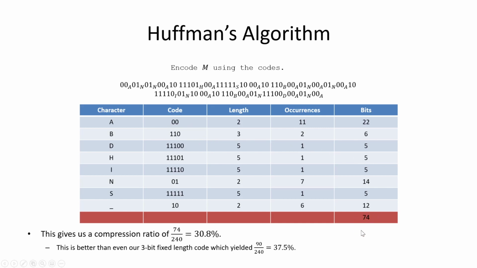But because of that saving, you can check my math here, we end up with 74 bits instead of, we used 90 bits, remember, in our 3-bit fixed code. So we actually end up here with a better compression ratio.